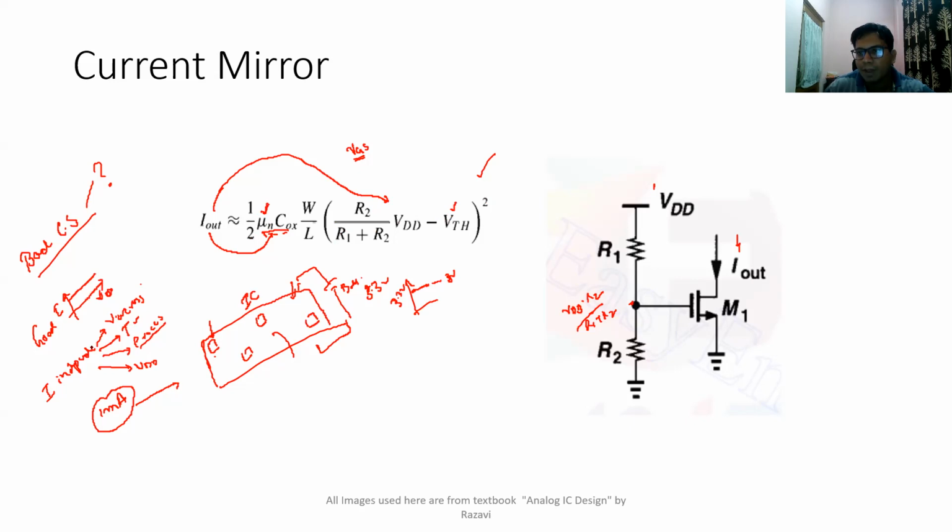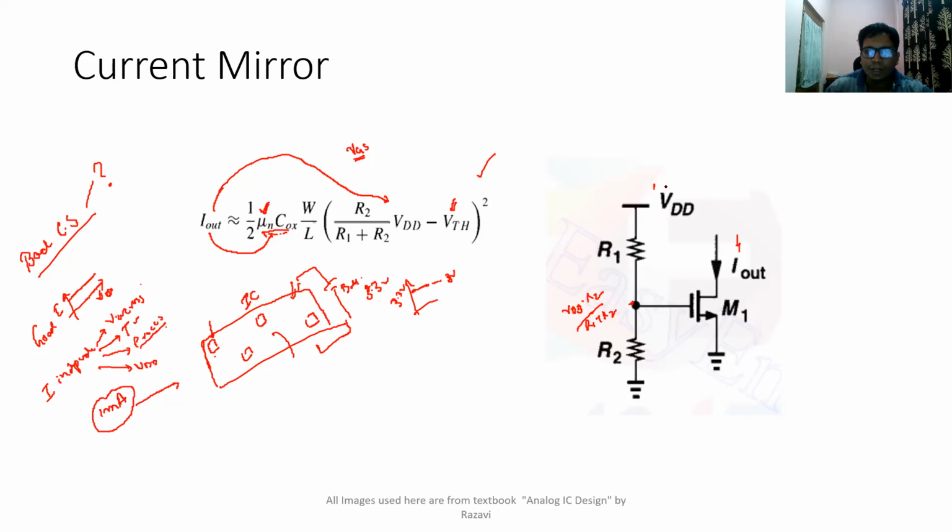If you design for 1 milliampere, it might be generating 1.1 milliamperes if the temperature increases. You might have designed at 0 degrees centigrade, but actually be using it at 40 degrees centigrade. So you may have a different current because it is dependent on temperature. Why? Because this parameter mu n is temperature related, and this VTH also is temperature related.